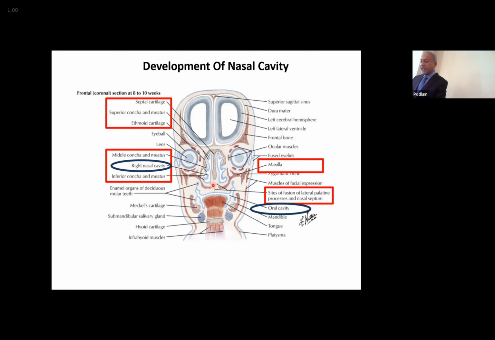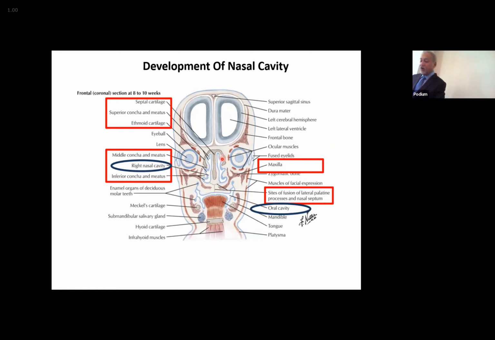So you see this area, which is the site of the fusion of the lateral palatine processes of the maxilla and the nasal septum. Everything is joined together, and we have these two separated nasal cavities and the oral cavity. If there is any abnormality, then there would be a cleft palate, and the oral cavity and the nasal cavities will then join with each other.